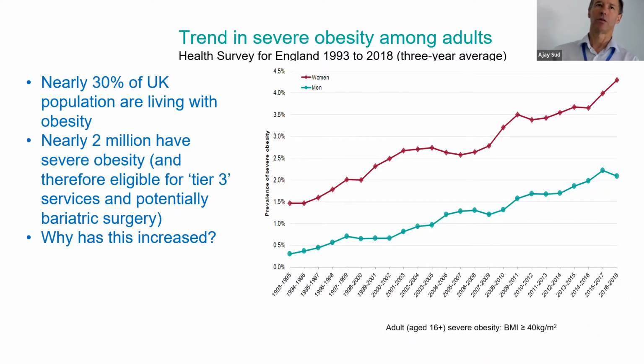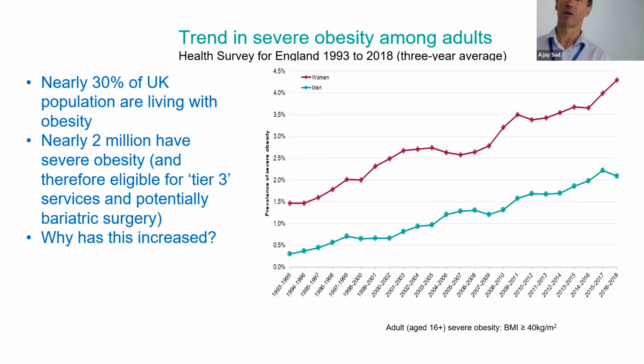Coming back to the UK, although we've seen a plateauing in the general population rates of obesity, it's been hovering around 28, 29% for the last 5 or 6 years. What we haven't yet seen is a plateauing in the number of people living with severe obesity, as defined by a body mass index above 40. And you can see that here, the red line is women, the green line is men. This is UK Health Survey for England data. And you can see that it is just continuing to increase.